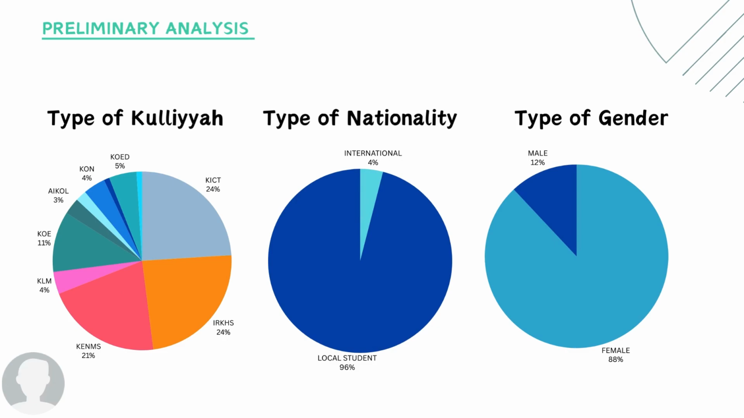Assalamualaikum. My name is Rabiatul Binti Rohany. So I will explain about preliminary analysis for the type of kuliah, nationality and the gender.